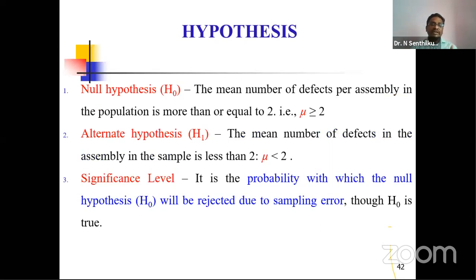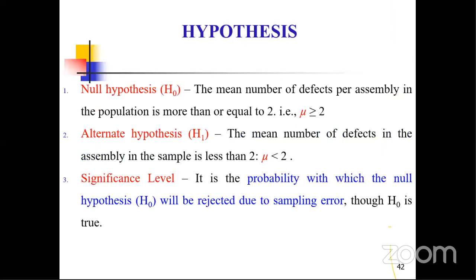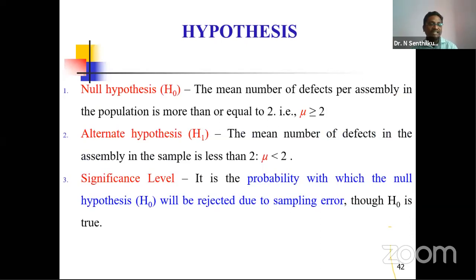Right? So here we come across another term that is called a significance level. The probability with which the null hypothesis will be rejected due to sampling error is known as the significance level. So H naught, the null hypothesis, is true, but we are going to reject it because of some sampling errors. You have to understand clearly. What I have assumed in the null hypothesis is true, but based on my sampling data, I am going to reject it because of the error in the data, and that is my significance level.